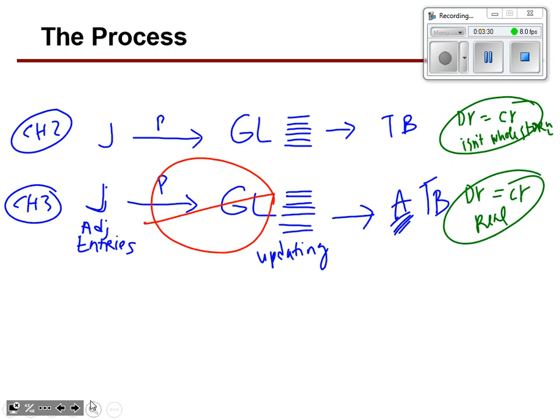From there, we produce the 3 financial statements. Done in this order: income statement, owner's equity statement, balance sheet. You've done those in previous chapters as well. But now they just have a little bit more to them because of adjusting entries.